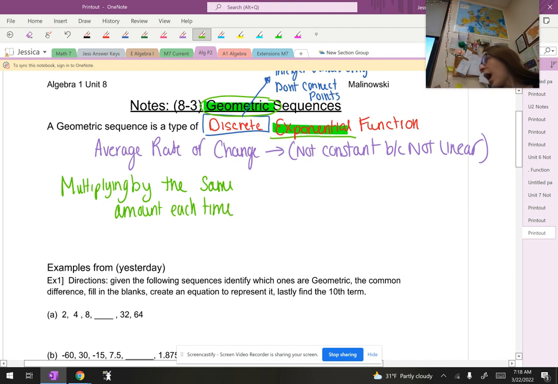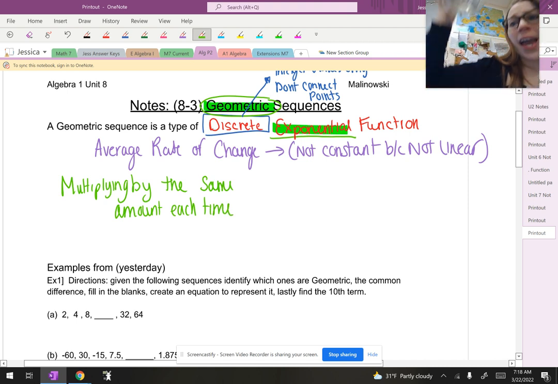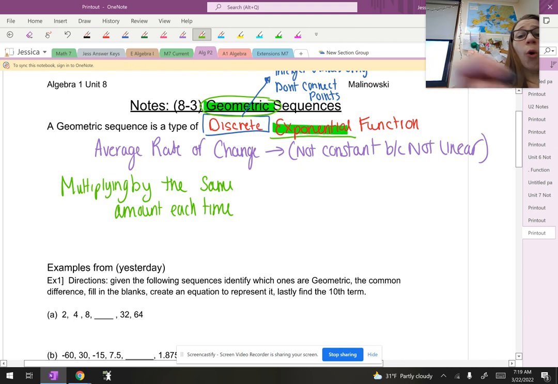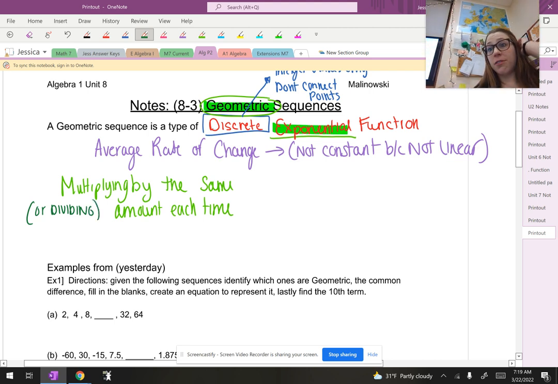Right, that's what it means to have a constant rate of change, to mean that you are adding or subtracting by the same amount each time. But when you're talking about exponential or geometric, you have that multiplying factor, where you're multiplying or dividing, right? It could be dividing. Just keep in mind that every division can be written as multiplication of a fraction, right? So if I'm dividing by 2, that's the same thing as multiplying by 1/2.